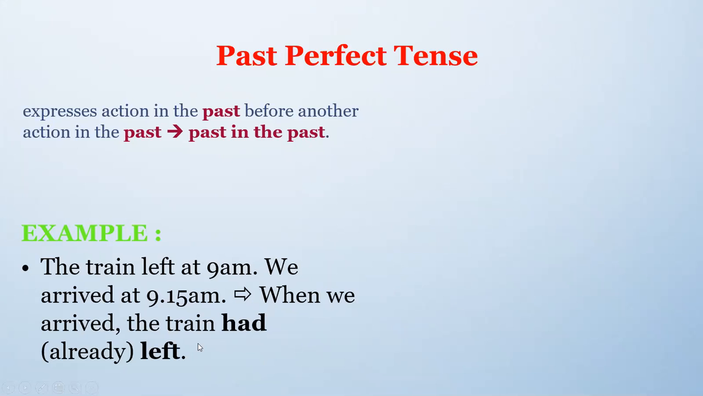The first action that happened first, you should express in past perfect tense, and the second action is past tense. When we arrived is past tense, and the train had left is past perfect tense. What is the difference between them? Past perfect tense uses had followed by verb 3, but in past tense it is subject and verb 2. Okay, now we go ahead. Do we go to the next slide?